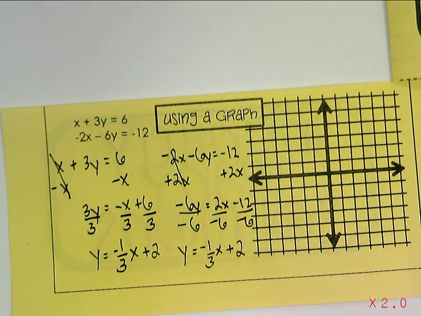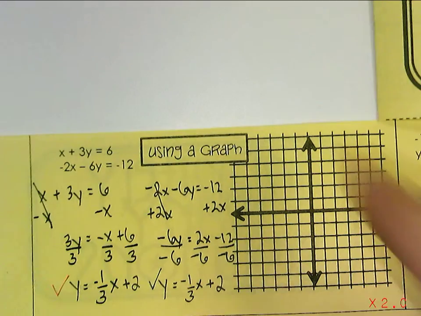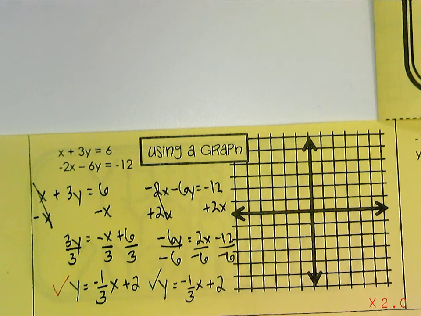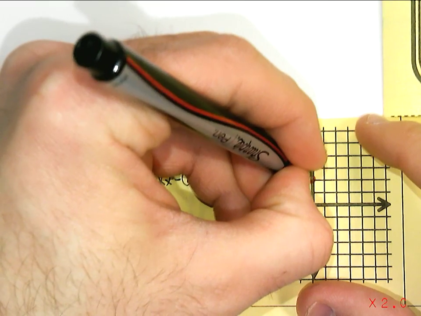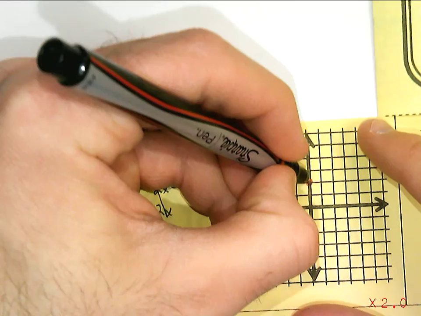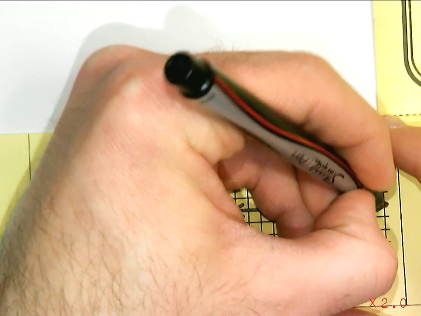So let's graph these and then let's see if we notice anything. So I'll do that one in red and this one in blue. First one is at a positive 2 for my y-intercept. Plot that. And it says go down 1, right 3, down 1, right 3.